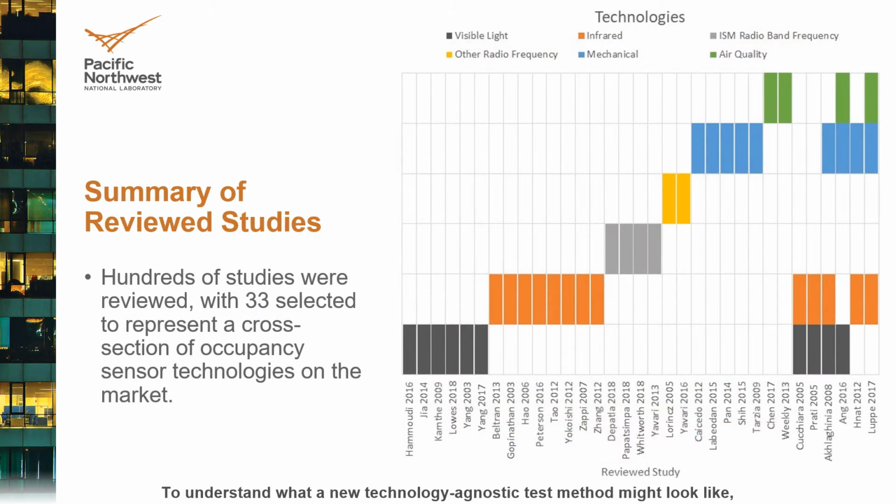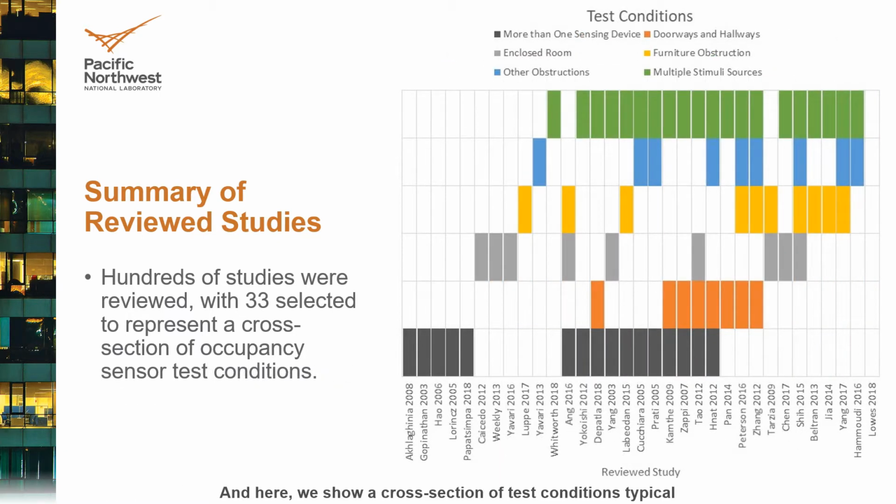To understand what a new technology-agnostic test method might look like, we reviewed over 200 studies and consolidated 33 into a literature review as a cross-section of market-available occupancy sensor technologies and typical test method conditions to characterize those sensors. Here, we show the cross-section of occupancy sensor technologies achieved in the review. And here, we show a cross-section of test conditions typical in occupancy sensor studies, including a test method that cannot be accommodated by any prior well-described and published test methods for occupancy sensors, such as the NEMA test method.